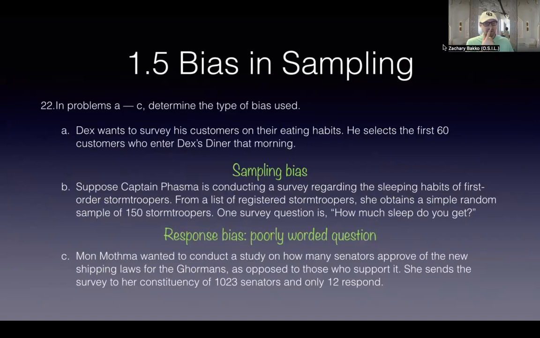Then Mon Mothma wants to conduct a survey on how many senators approve of the new shipping laws for the Gormans as opposed to those who support it. She sends the survey to her constituency of 1,023 senators, and only 12 respond. Those who have strong opinions on it are going to respond. Those who don't will not. So that's going to be your non-response bias.